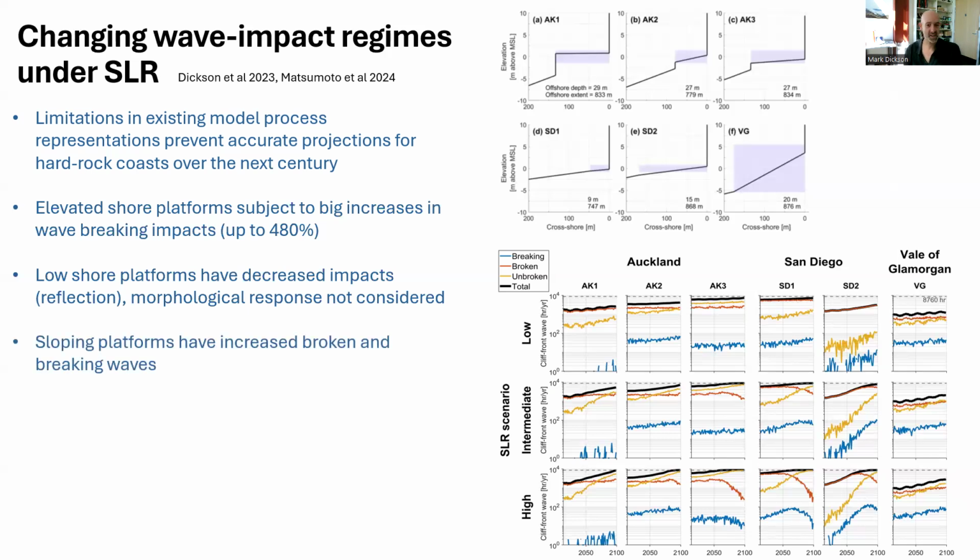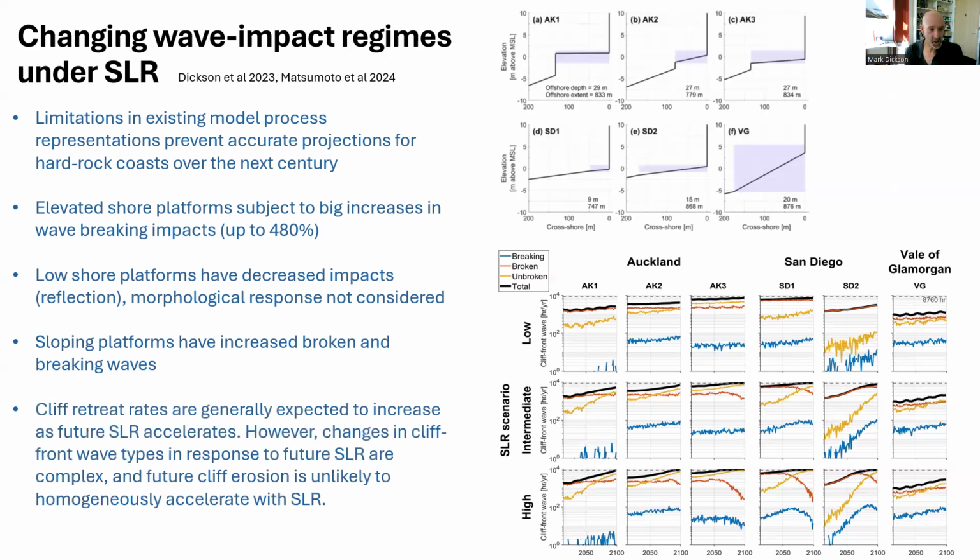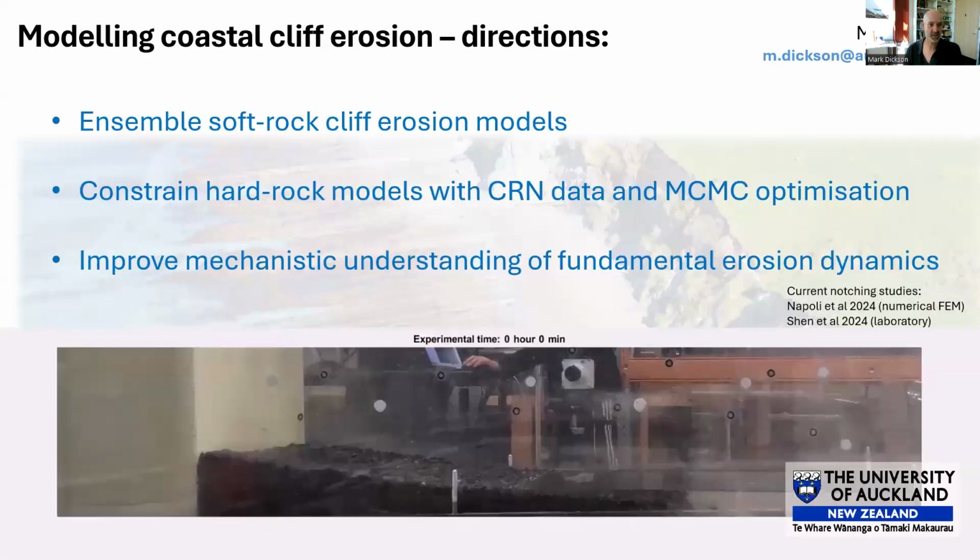The Vale of Glamorgan and other sloping platforms show increased broken and breaking wave patterns over time, which is generally consistent with the work of Shadrick and Hurst and others suspecting an increased erosion rate under sea level rise. So cliff retreat rates are generally expected to increase as future sea level rise accelerates. However, changes in cliff front waves in response to future sea level rise are complex. We think it's unlikely that future cliff erosion will homogeneously accelerate with sea level rise.